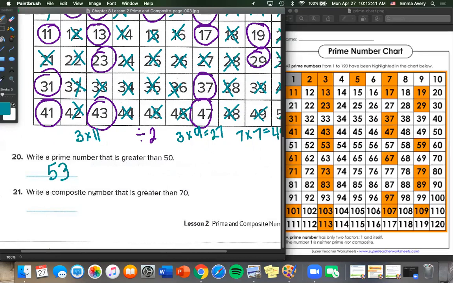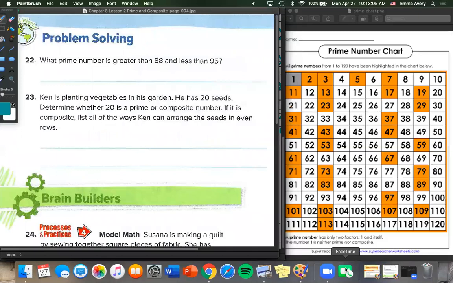Now we're going to write a composite number that is greater than 70. Well, 70 is over here. It is a composite number. So our next composite number is 72. But you could pick any of these even numbers or any of the numbers that end in 5 all the way up to 120. There's a lot of choices with that. So let's go on to the next page.